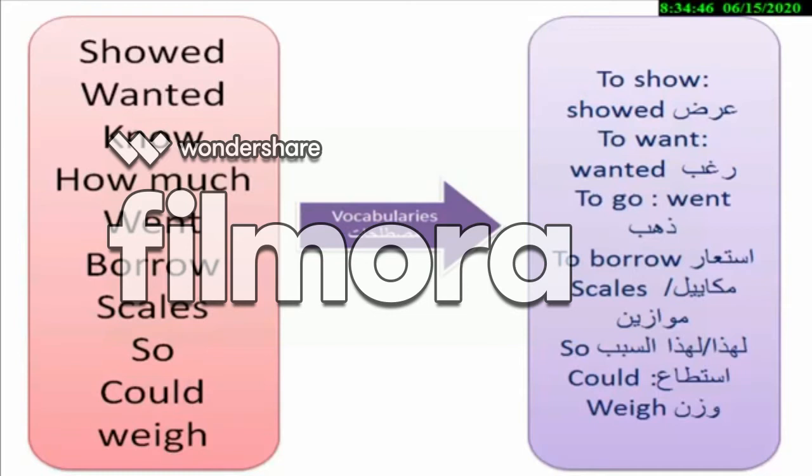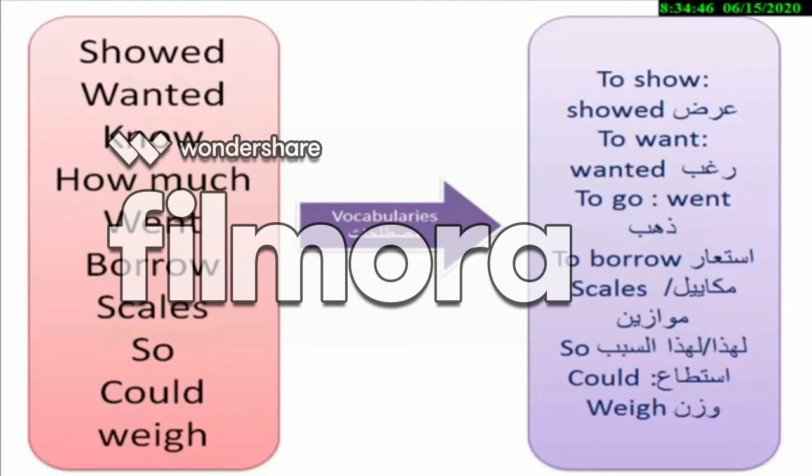Another modal verb which is could. Here L is silent. استطاع. It is the opposite of can, that is in the simple present. Could is the past. Another verb which is to weigh. وزن. Weigh. We don't say why. Weigh. Now let us read again the first passage and translate and explain what does it mean exactly and in details.